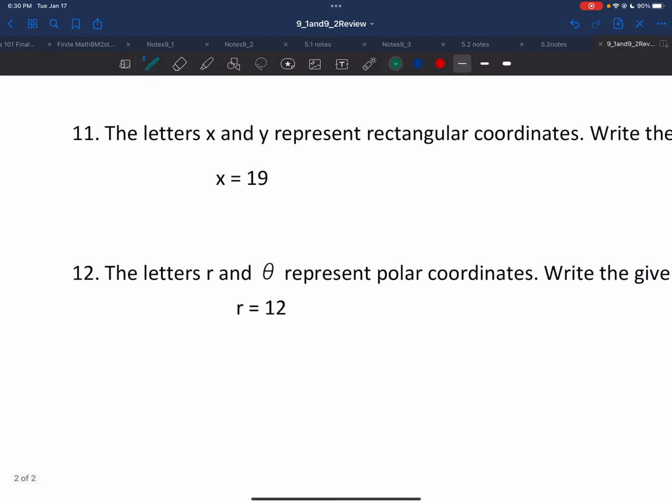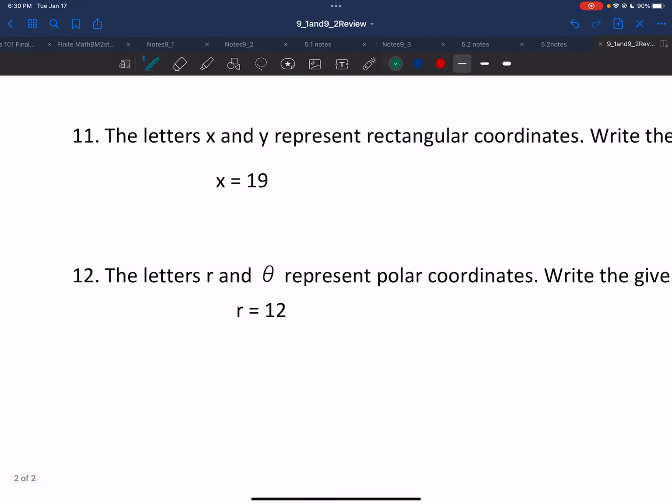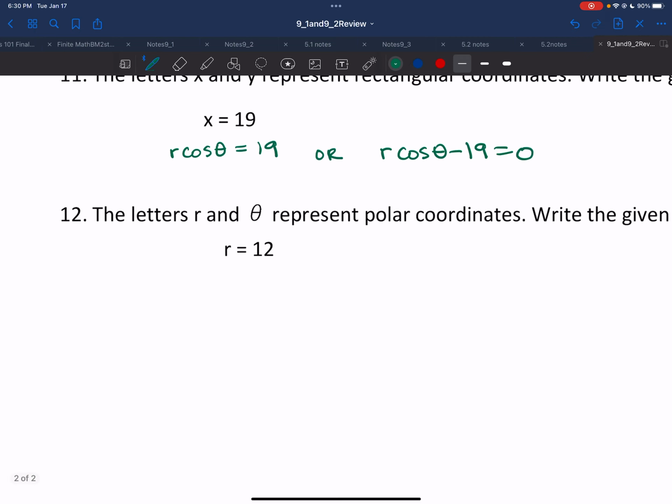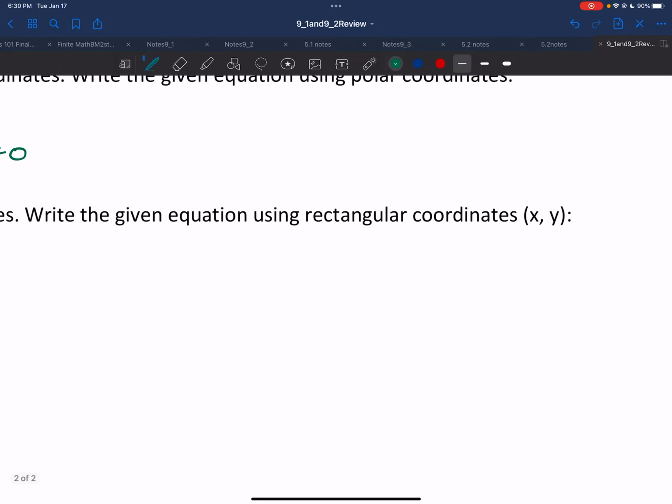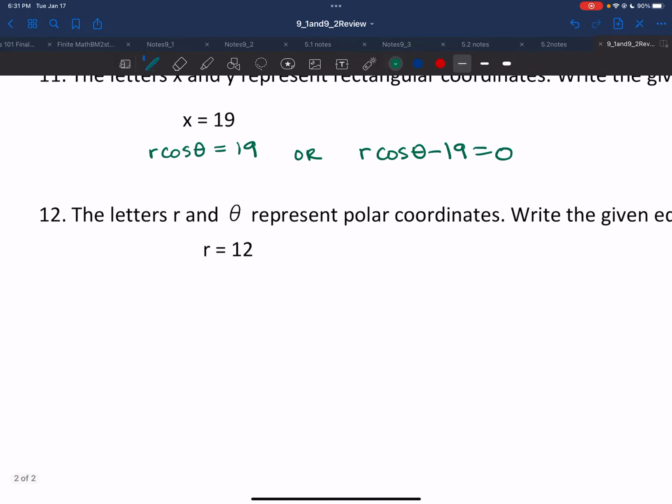Okay, let's look at number 11. This is actually easier than the previous one. So I have R cosine theta equals 19. So we're done. Or what you can also do is say R cosine theta minus 19 equals 0. Both of them exactly the same. It's just a matter of preference of where you want it. The letters r and theta represent polar coordinates. Write the given equation using rectangular coordinates xy.